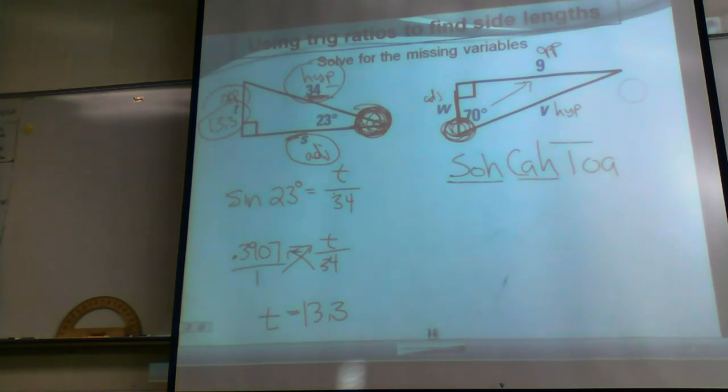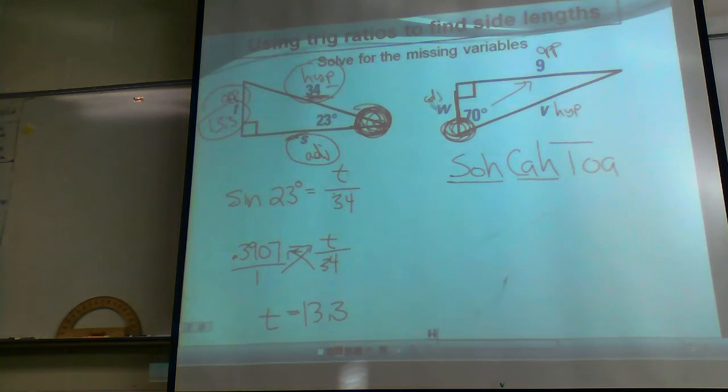Okay? All right, now picking, guys, here's the thing. Most people always ask, how do you know whether to use sine, cosine, tangent? Even if we do a couple, that's always the question. The way you pick is always going to depend on which one you want to find. Like you want to find W or V first.